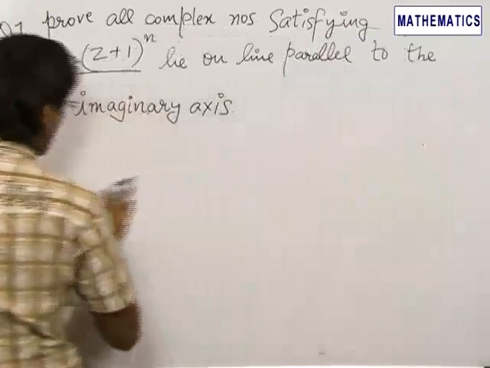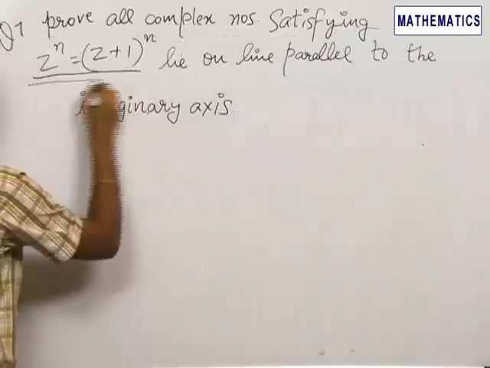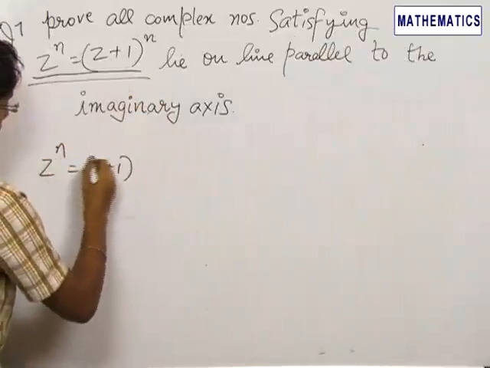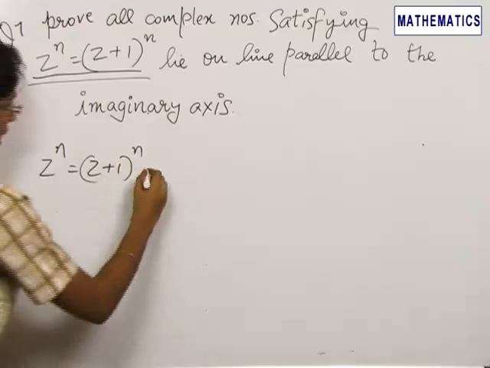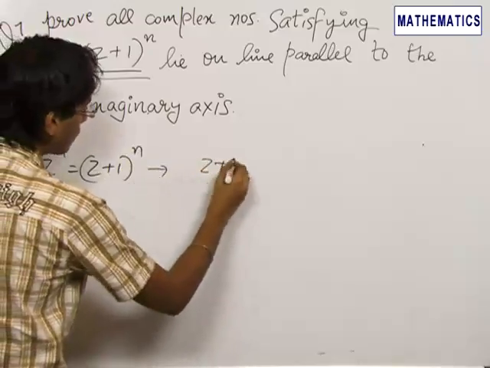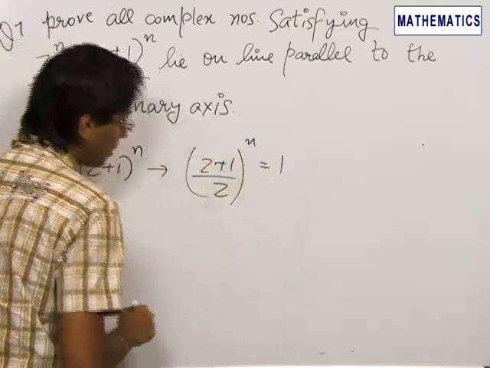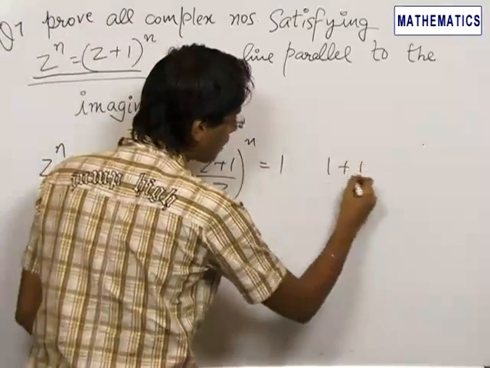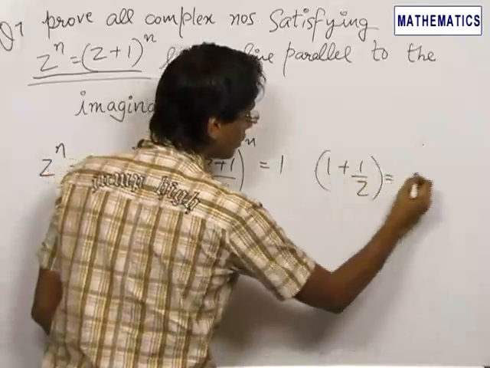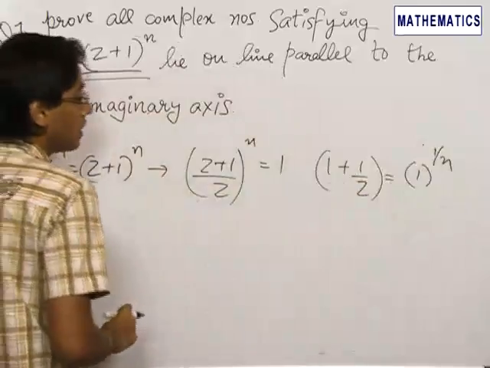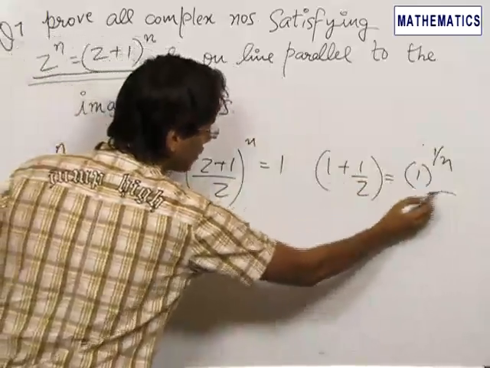In order to solve this problem, we try to concentrate on this expression, z^n = (z+1)^n. This can be rewritten as ((z+1)/z)^n = 1, or 1 + 1/z = 1^(1/n), that is an nth root of unity.